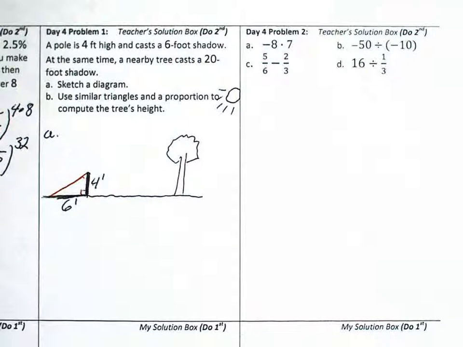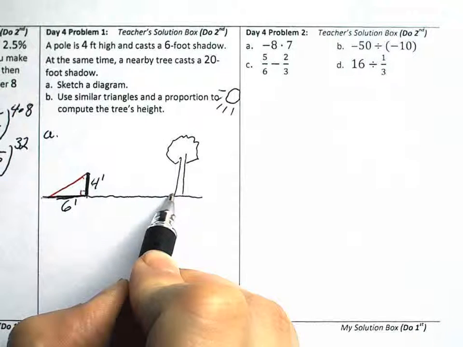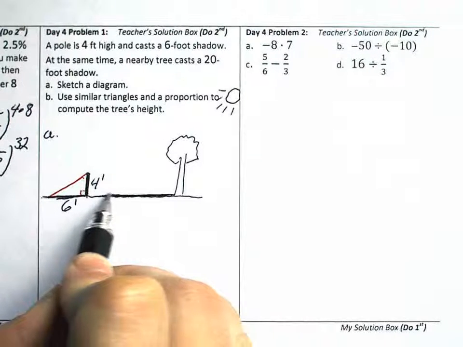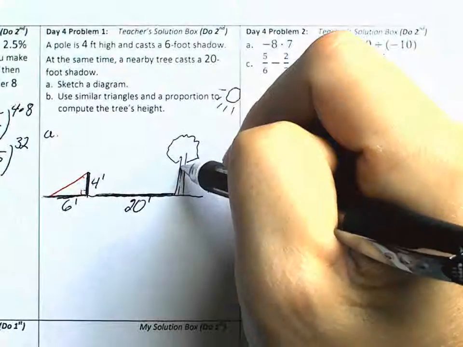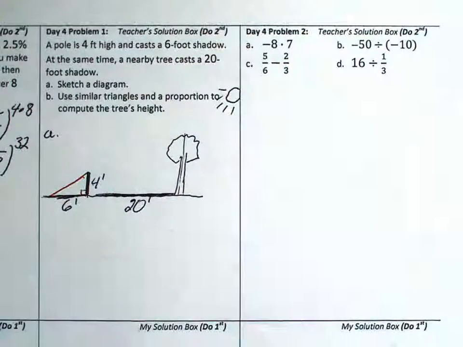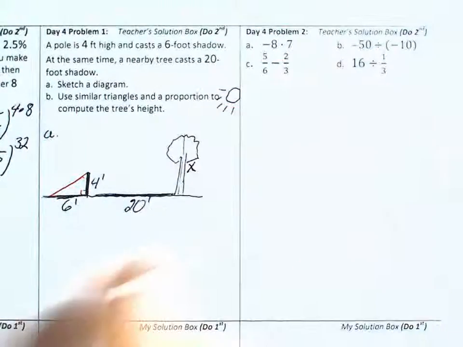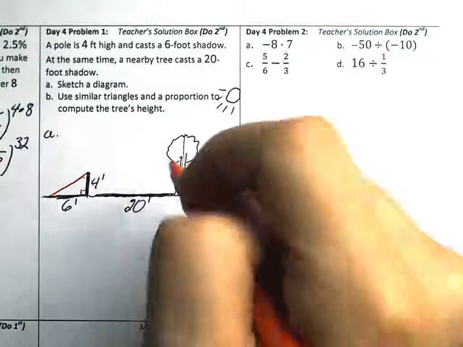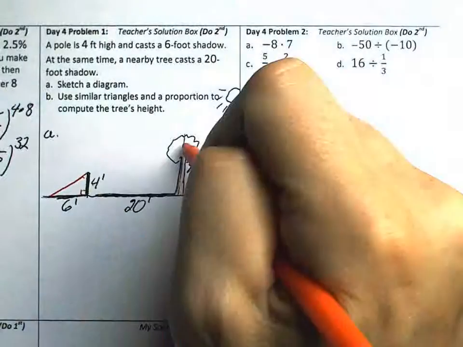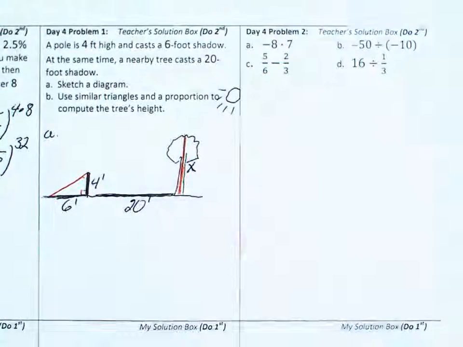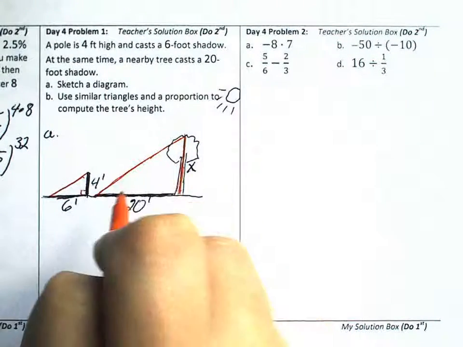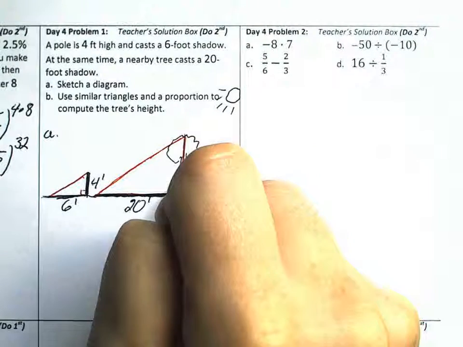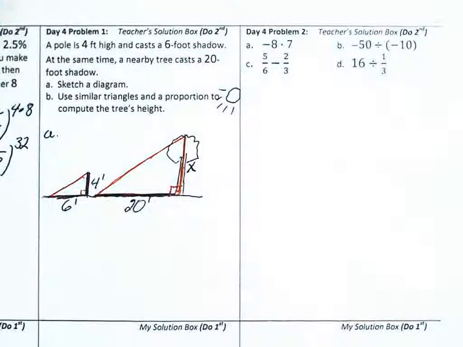Now the tree casts a 20-foot shadow. So there's a dark spot to the left of the tree that is 20 feet long. Now the height of the tree. We don't know how high the tree is. In fact, that's what we're asked to figure out. So let's put a variable on that, like x. The idea here is that the tree and its shadow forms a right triangle. So here's a side of the triangle, and then diagonally down to the tip of the shadow, and then along the bottom where the shadow is a right triangle with a 90-degree angle. So here is our diagram for question A.